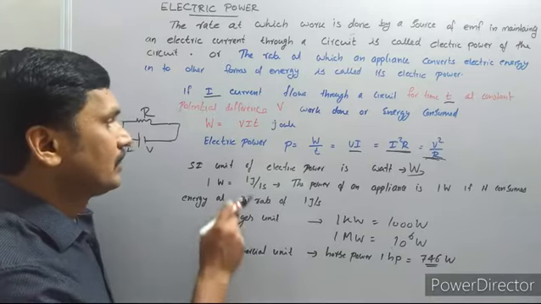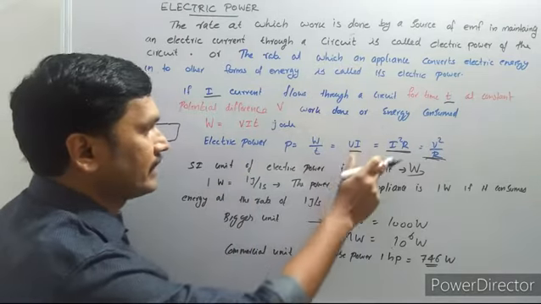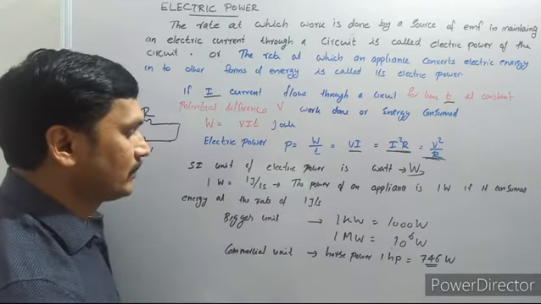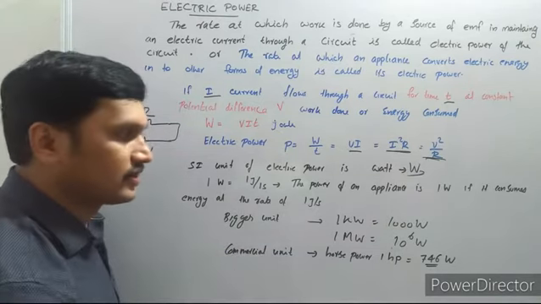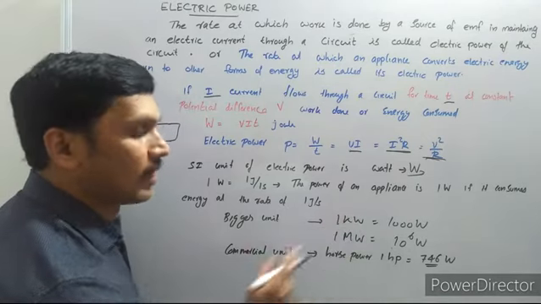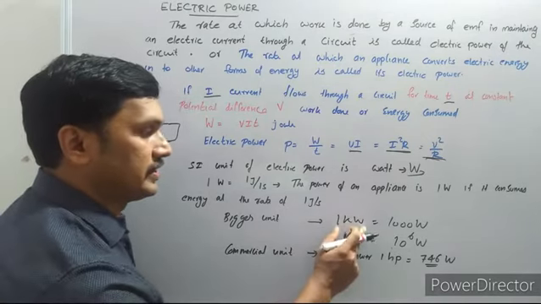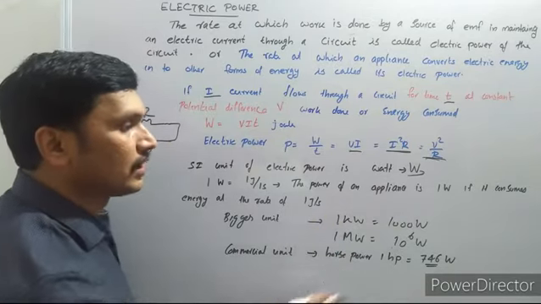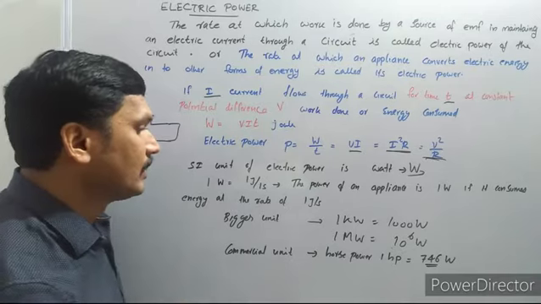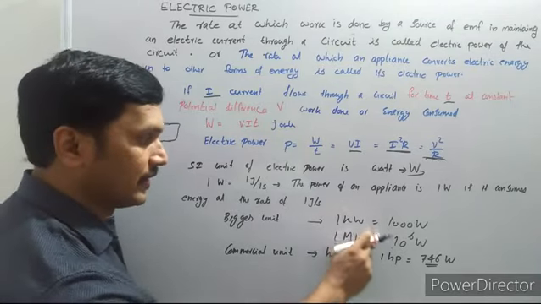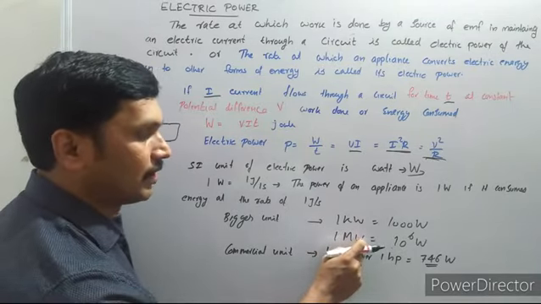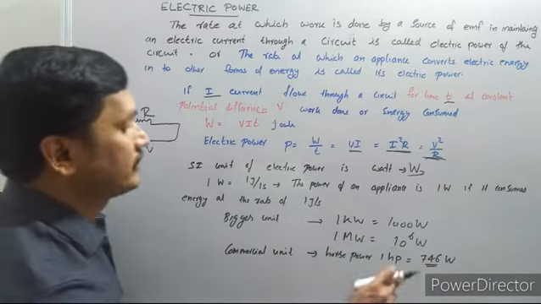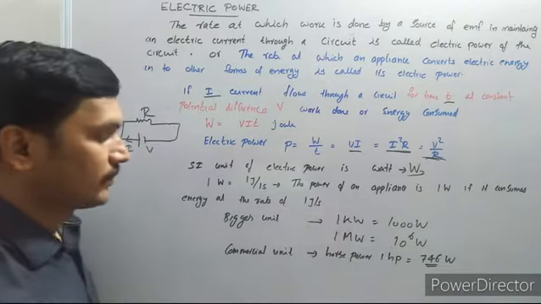Okay, so we said the SI unit of electric power is watt, but for practical purposes we have some bigger units of electric power. We can use kilowatt. 1 kilowatt is equal to 10 raised to 3 watt, or 1000 watt. Megawatt is a still bigger unit. 1 megawatt can be written as 10 raised to 6 watt.